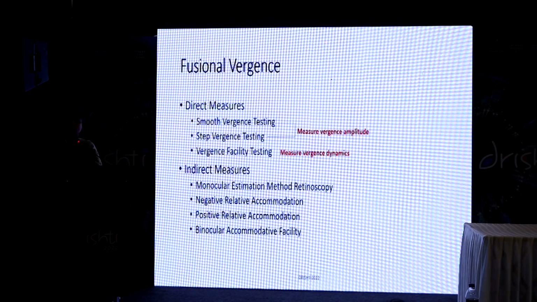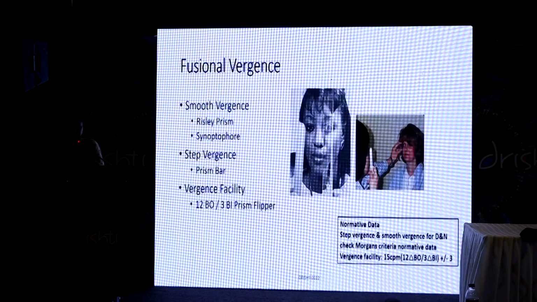So that will help you to understand that the dynamics is at fault over here, and you work on improving the vergence facility. So conducting the right test is very important to arrive at the right diagnosis. And indirect measures, the following tests that I'm mentioning over here, are the monocular estimation method retinoscopy, or popularly MEM retinoscopy, NRA, PRA and binocular accommodative facility. These are basically accommodation tests, but they also indirectly measure the fusional vergences.